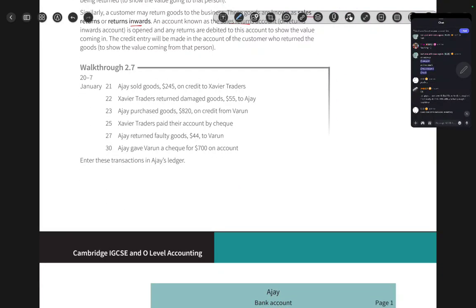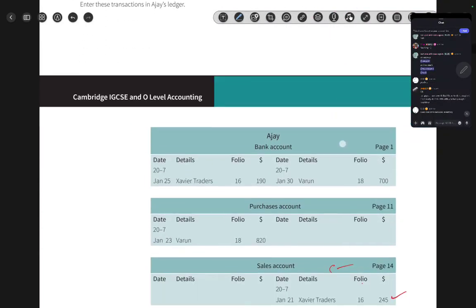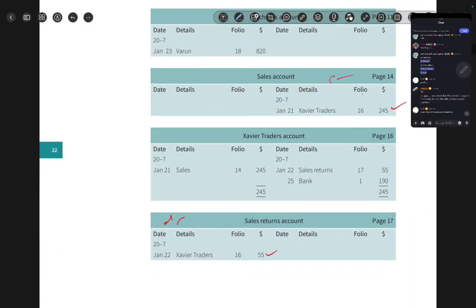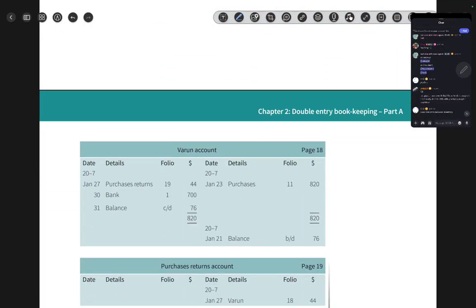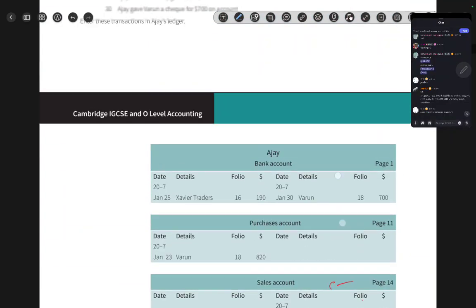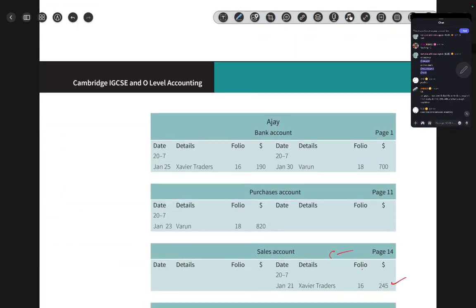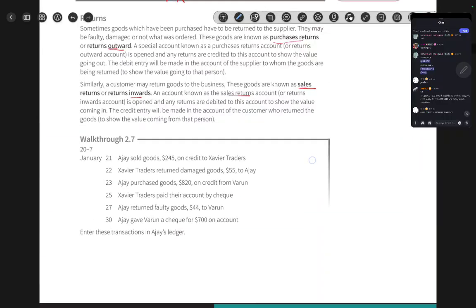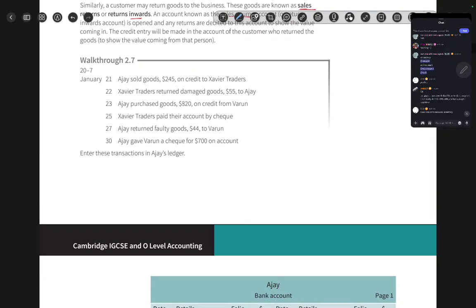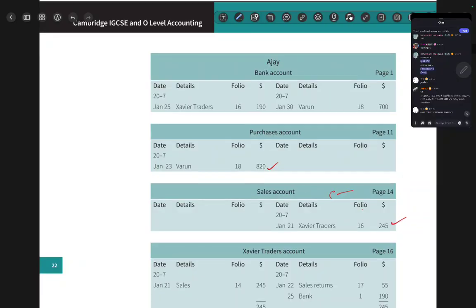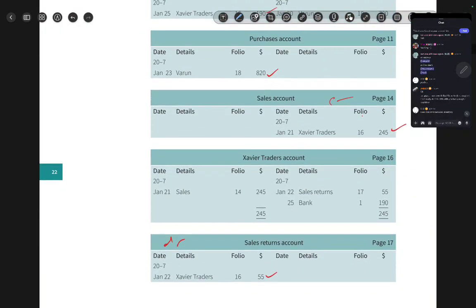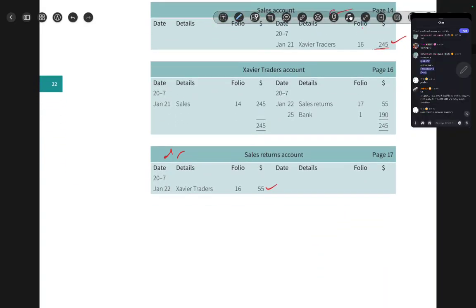Ajay purchased goods on credit from Varun, 820. So you have again Varun. Here we purchased goods, 820, and we have the purchase account, the double entry. And then say we paid their account by check, so you receive money in the bank account. In the bank account, you receive 190. Why do you not receive 245? We sold him goods for 245, but he returned goods.